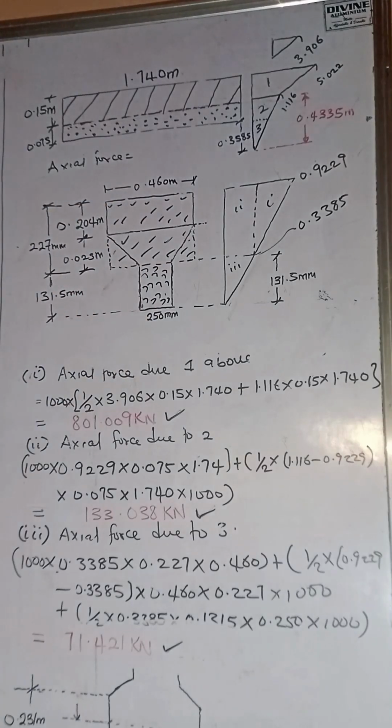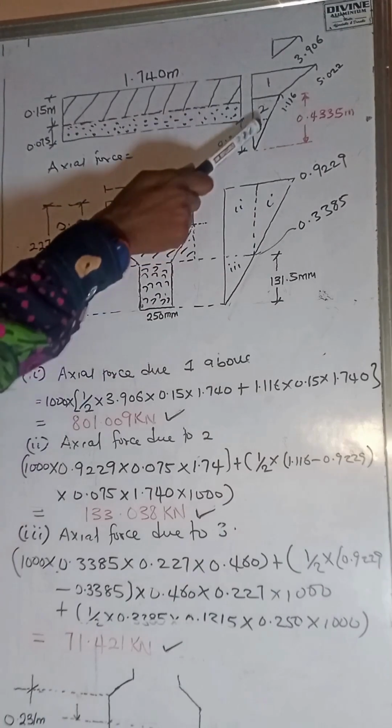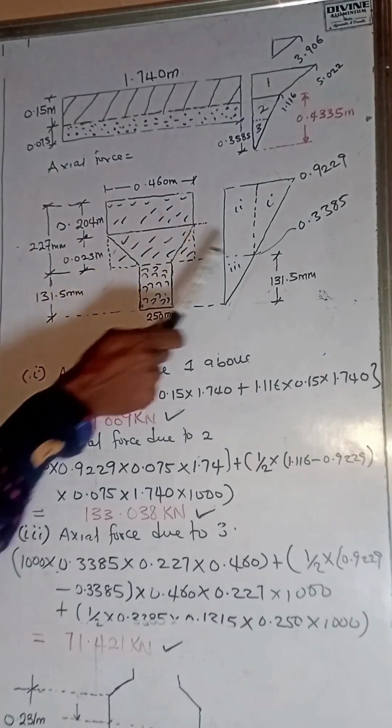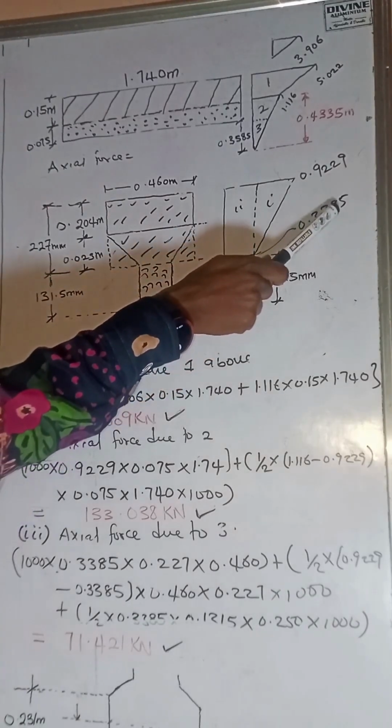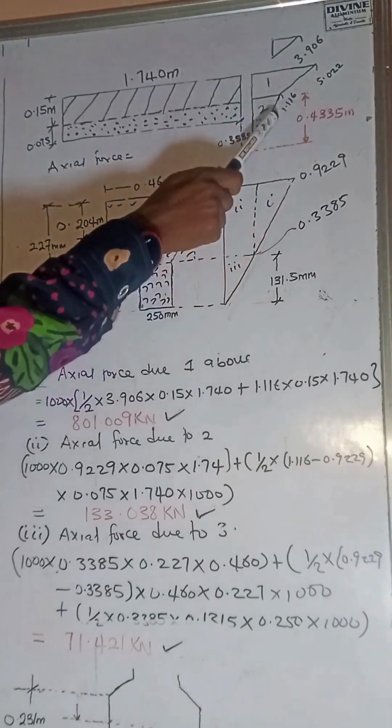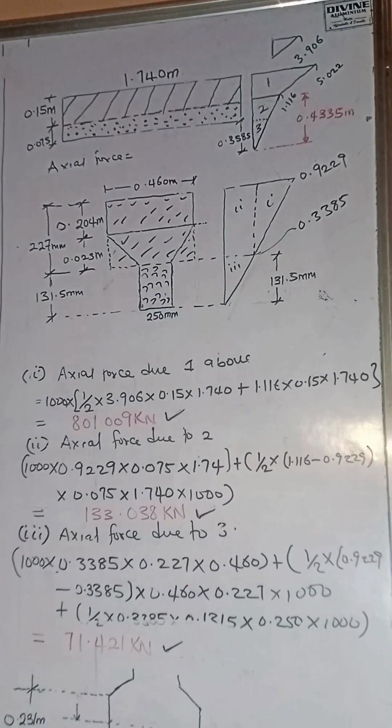If you use similar triangles for stress 3 that I've done, you will find by similar triangles that this portion is 0.3385 Newton per millimeter square, while this portion, which is here, remains 0.9229 Newton per millimeter square. So that is what we have for that particular section.